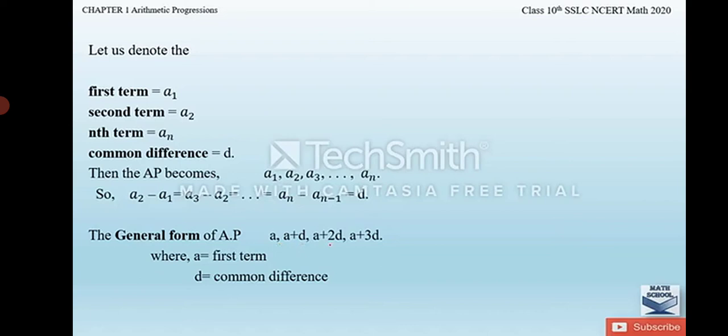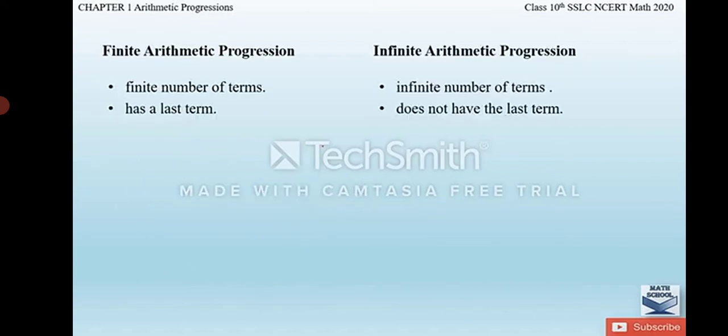So the general form of an AP is given as: the first term is a, the second term will be a plus d, the third term will be a plus 2d, and then a plus 3d. So the first term is a and d is the common difference. By just knowing the first term and the common difference, we can calculate our arithmetic progression series. By knowing a and d, we can determine any term in an AP, either the first term, the second term, or the third term.